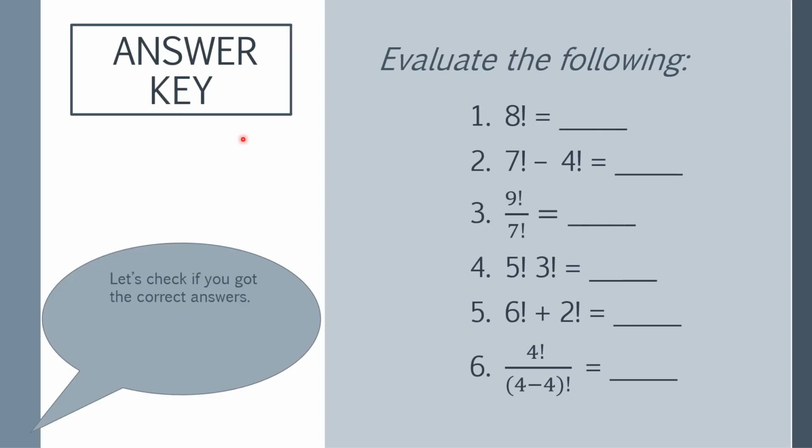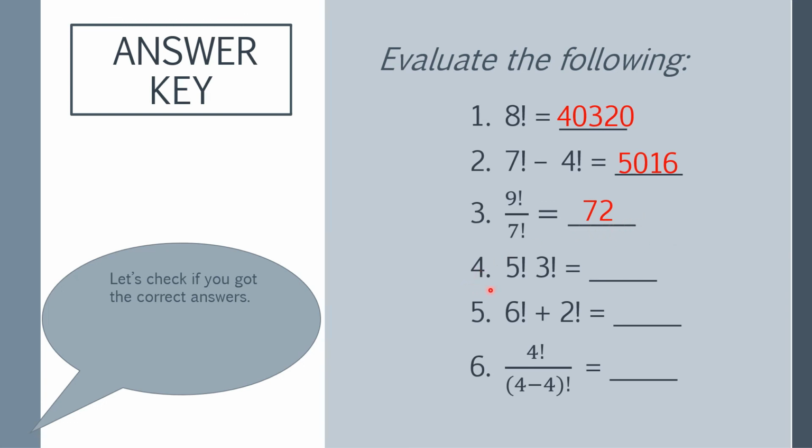Now let us try to find the answer. Let's check if you got the correct answers. Now for number 1, the given is 8 factorial. The answer is 40,320. Number 2, 7 factorial minus 4 factorial. The answer is 5,016. Number 3, 9 factorial divided by 7 factorial. The answer is 72.